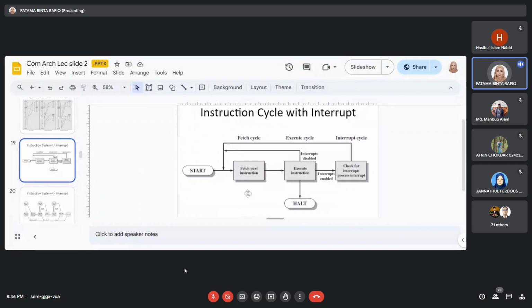If there is no instruction left, it will halt. After that, if any interruption occurs, it can perform in two ways. One is it can disable the interruption.